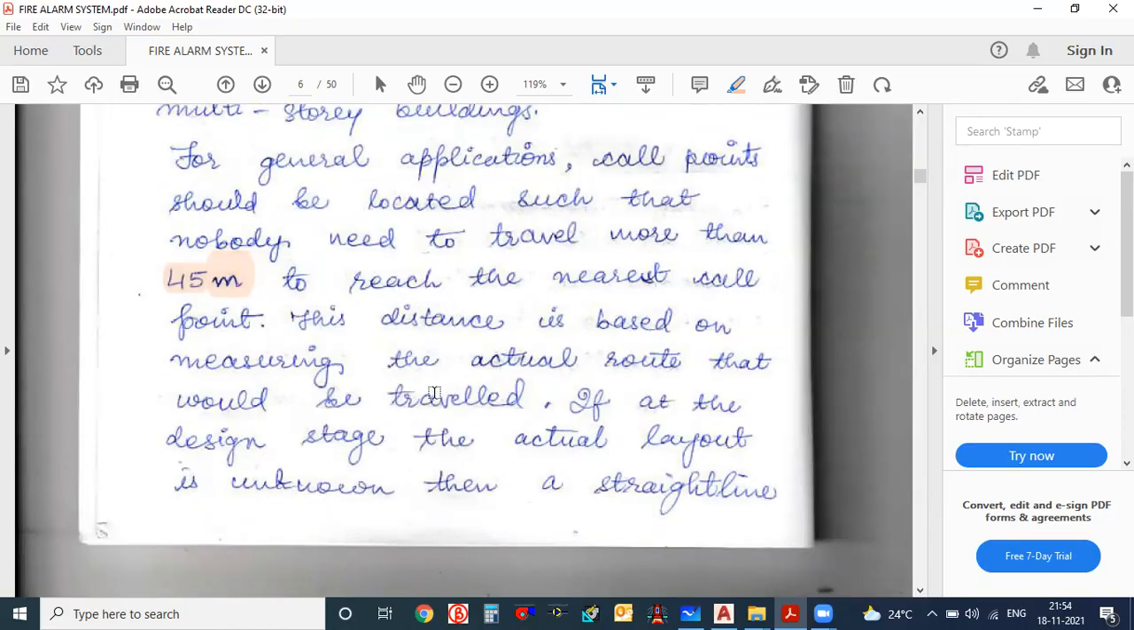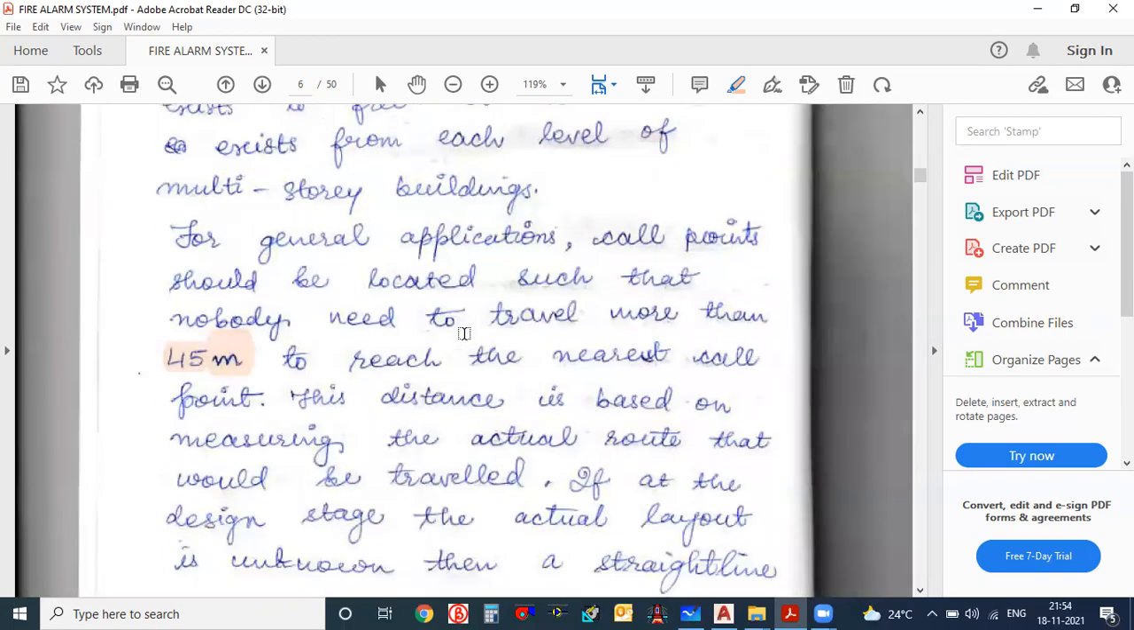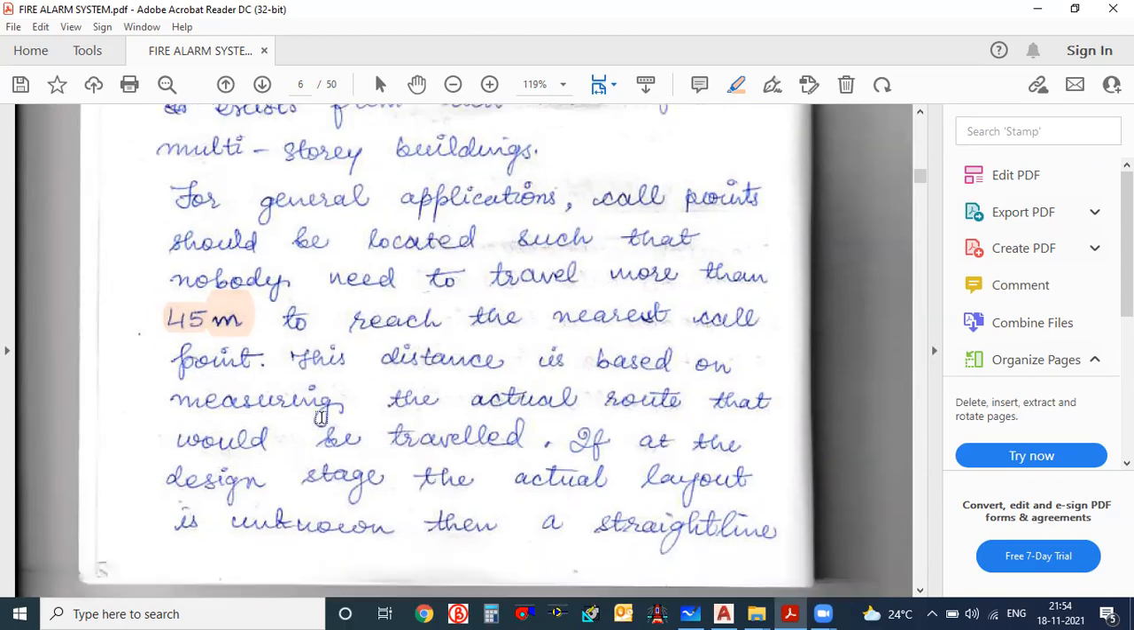Sir, hello. Is there any codal requirement for this criteria? Does it mention this anywhere? I think in NFPA 72, if you check NFPA 72, it will be mentioned. So we will see that NFPA 72 also. It's a very big book actually, NFPA 72. So we will see that book also after this. Okay. And the distance is based on the measuring.